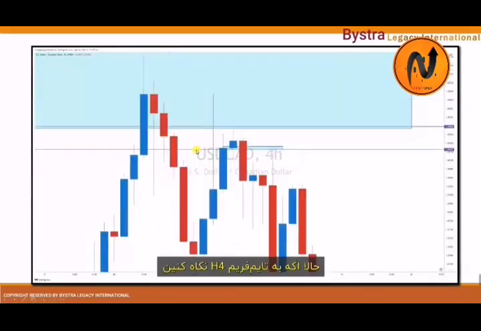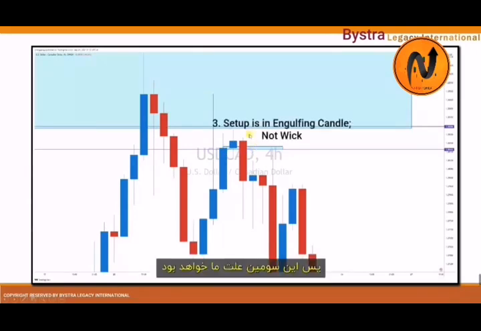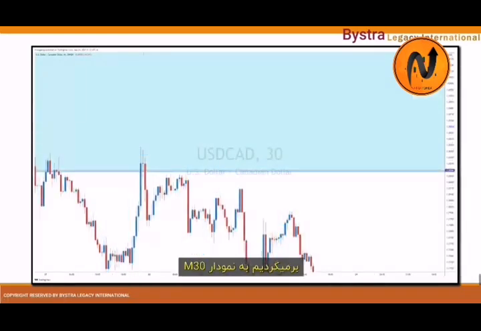Now, if we look at the H4, the setup is in the confirmation of the engulfing candle. So this will be our 3rd reason. It is not in the wick but at the engulfing candle. We move back to the M30 chart, let's have a look at the QMR on the M30.